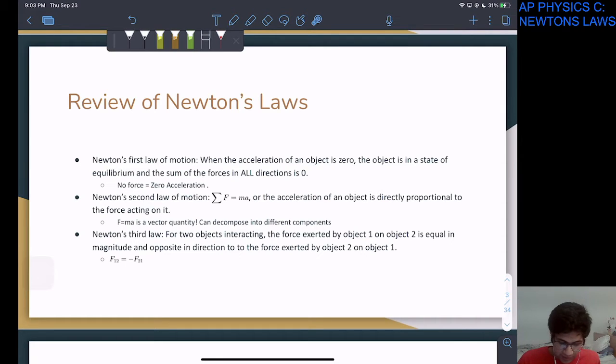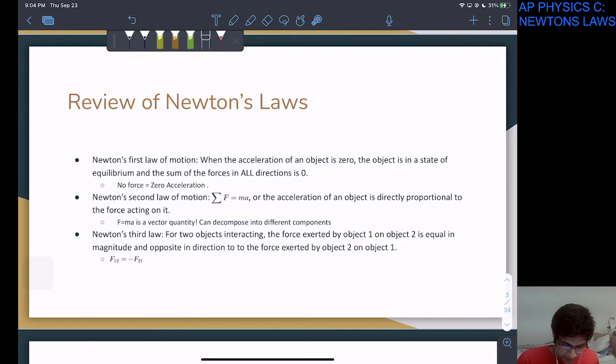Newton's second law of motion, F equals ma. The acceleration of an object is directly proportional to the force acting on it. And this is what we're going to apply almost all the time. And remember, acceleration is a vector here as well as force. So if we're looking at acceleration in the x direction, then we should look at the forces also in the x direction.